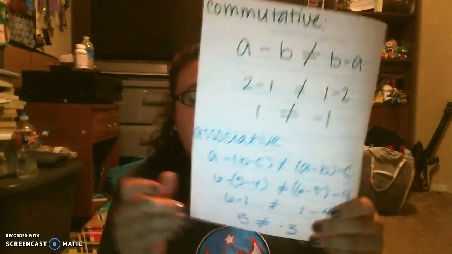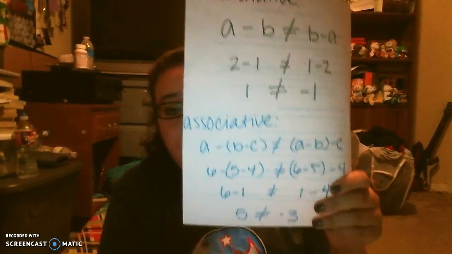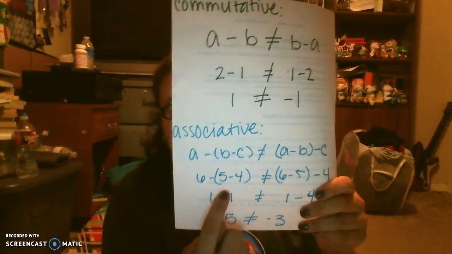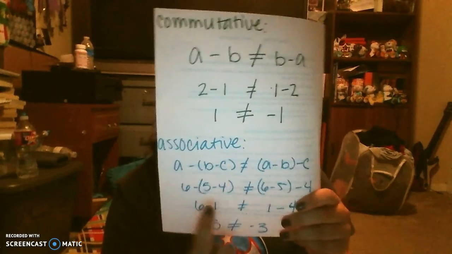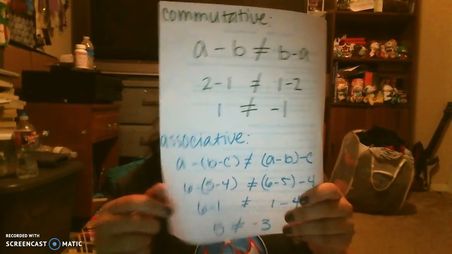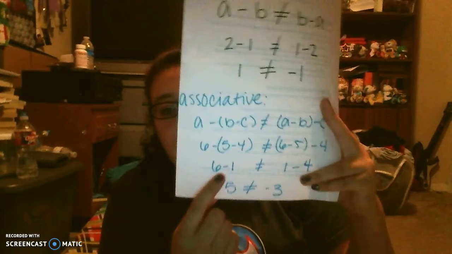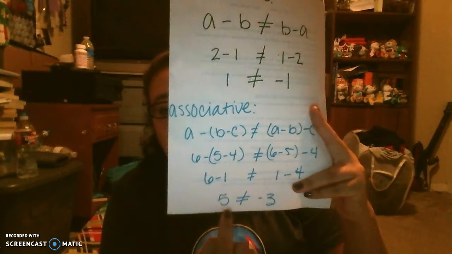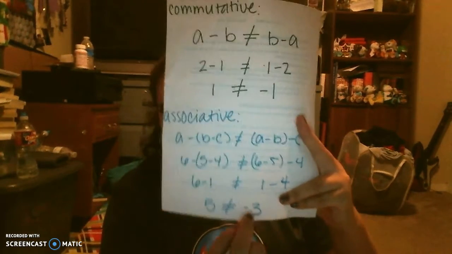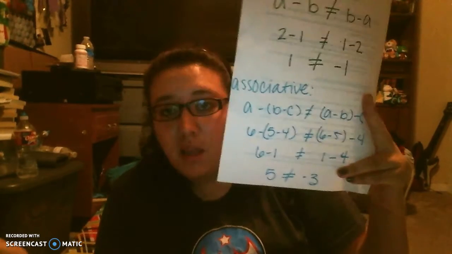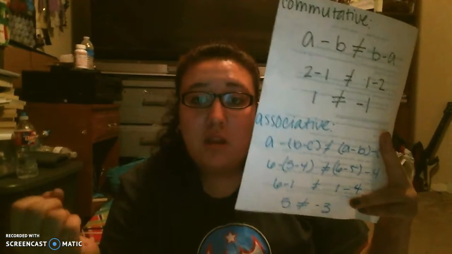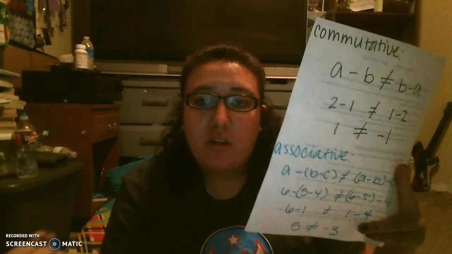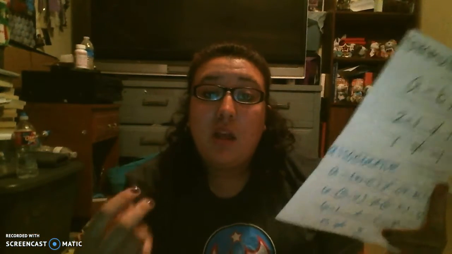So I'm going to show you associative property right here. You have 6 minus 5 minus 4, and then 6 minus 5 minus 4 again, just different areas of the parentheses. And when you put it together, you get 6 minus 1, which is 5, and 1 minus 4, which is negative 3. So what does that mean, guys? Right, it doesn't equal. So when you try to do a subtraction in a commutative and associative property, does it work? Right, it doesn't work.